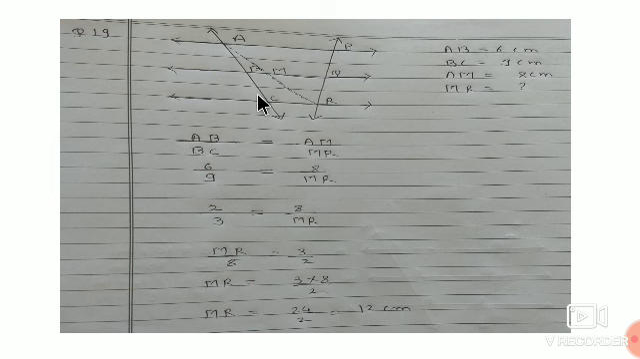So AB upon BC is equal to MN upon MR. The lengths of AB, BC and MN are given. So put the values. After dividing, 2 upon 3 is equal to 8 upon MR. So directly, for our convenience, you can write MR upon 8 is equal to 3 upon 2. So the length of MR is asked here only. So we will write the answer as 12 centimeters, first option.